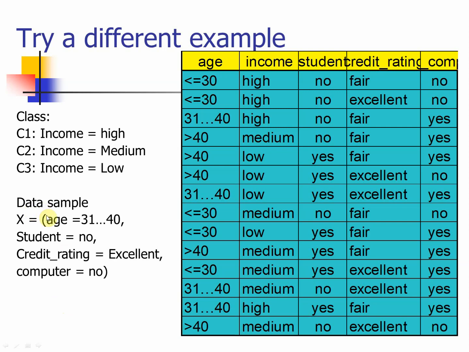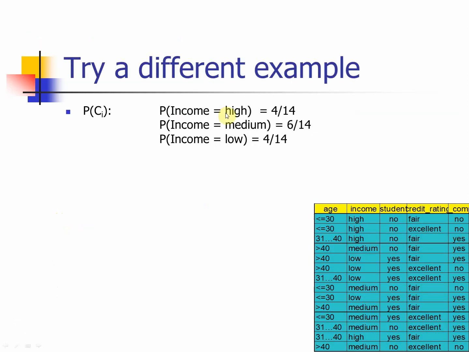So now this person is age 30 to 40, not a student, has an excellent credit rating, and does not own a computer. Based on this information, we want to predict whether his income is high, low, or medium. So let's see how we do that. Since we are starting with three classes, we need to get the probability of each class. Income equals high has four cases here. We have four cases of high income based on the data, six medium income, four low income. So we have these probabilities for the three different classes.